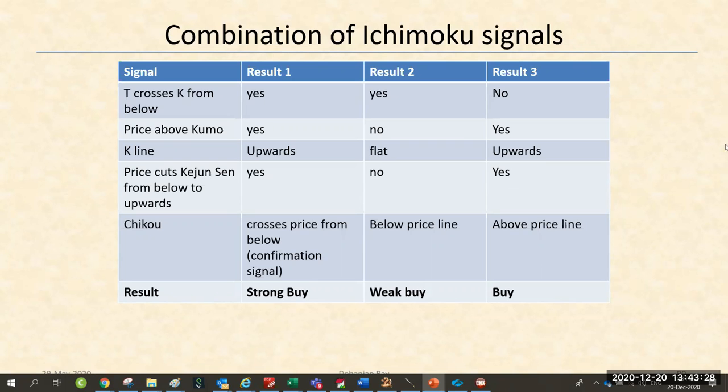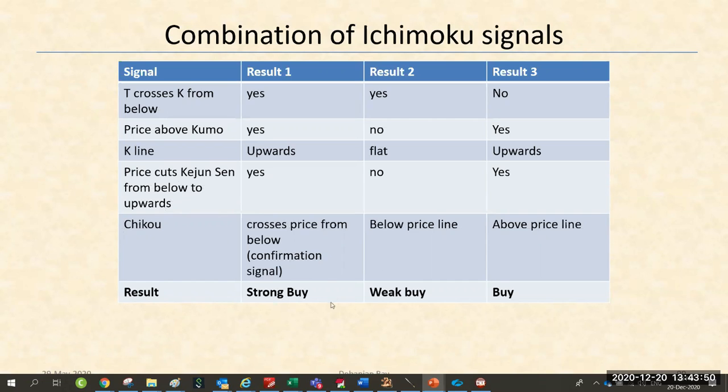You will see that the TK cross is a result. The T line crosses the K line from below. Yes. Price is above. Yes. The K line is upwards. Yes. So it is the whole combination. The price cuts the Kijun from below upwards. The price cutting, not the TK crossing. So it is a yes.